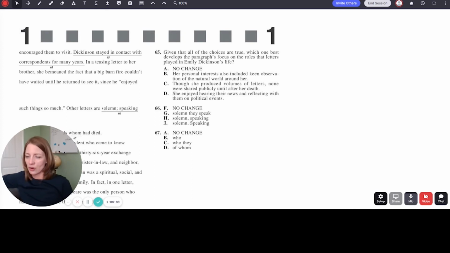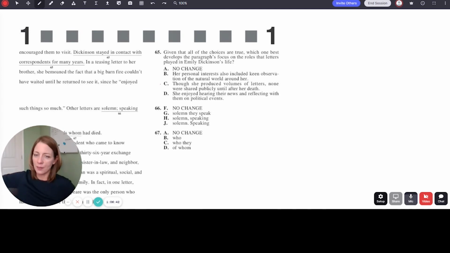In a teasing letter to her brother, she bemoaned the fact that a big barn fire couldn't have waited until he returned to see it, since he enjoyed such things. Given all the choices are true, which one best develops the paragraph's focus on the roles that letters played? So that first one is just not very interesting. Dickinson stayed in contact with correspondents for many years. Her personal interests also included keen observation of the natural world around her. Though she produced volumes of letters, none were publicly shared.